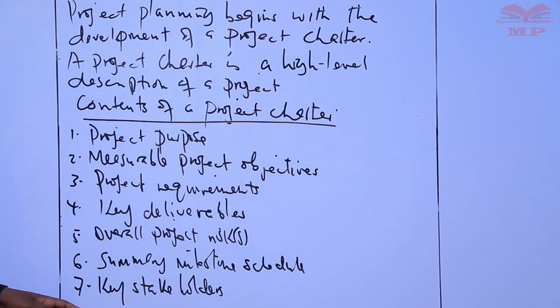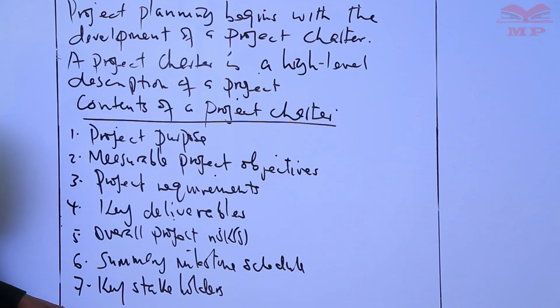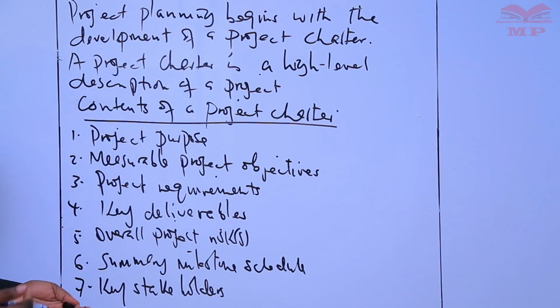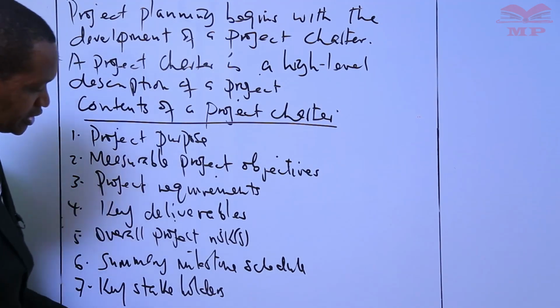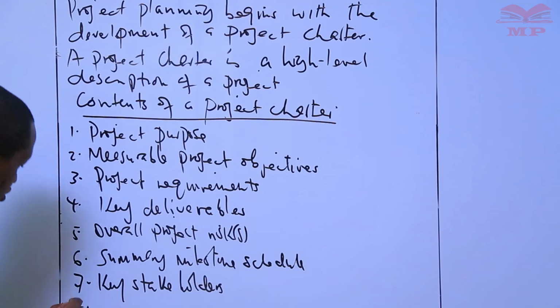It may also contain the key stakeholders. Who are the key stakeholders? The project implementers. We may also have the sponsor of the project, and any other person who has an interest in the project. The government may also have an interest in the project, may have the employees, the persons who are expected to implement the project, may have suppliers, may also have the members of the public. The project charter should contain the key project stakeholders, all right?